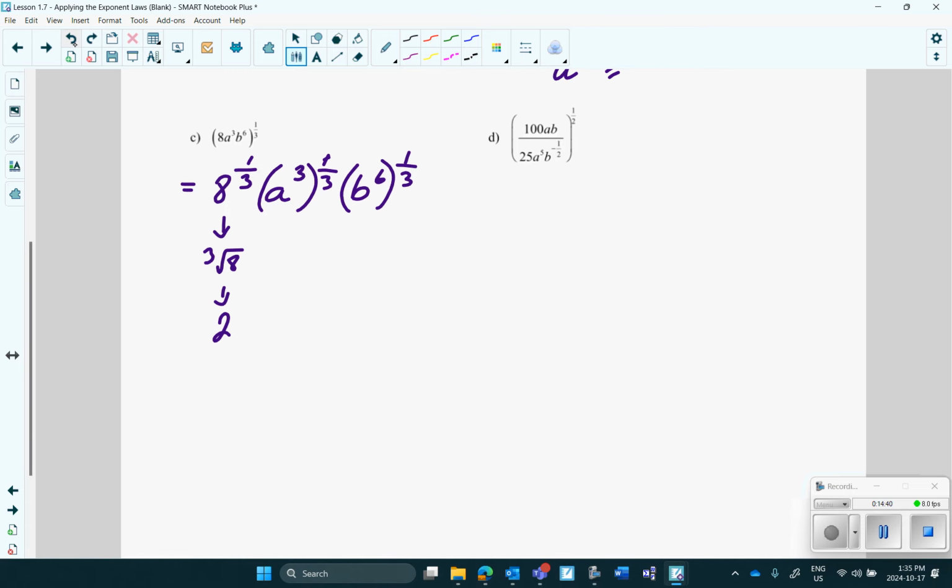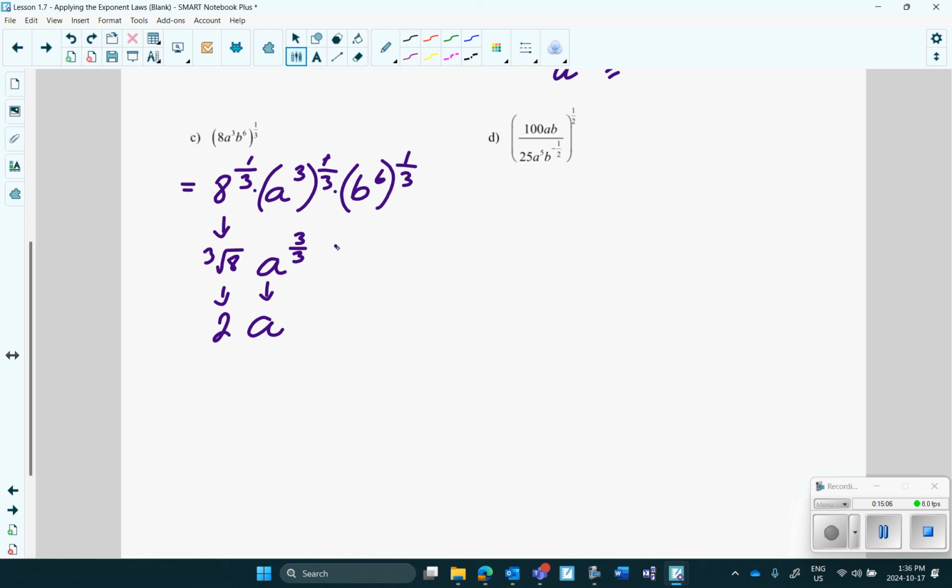What's A to the 3 to the 1/3? A to the 3 over 3. It becomes A, because this is A to the 1st, which is just A. Remember, all these are getting multiplied. Whenever we have letters beside each other, they're getting multiplied by each other.